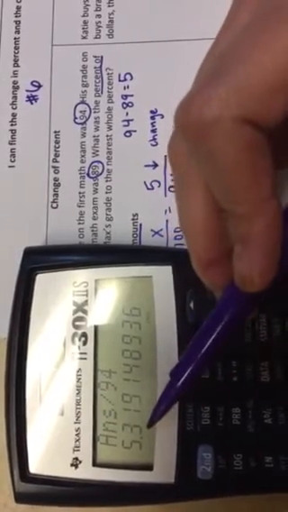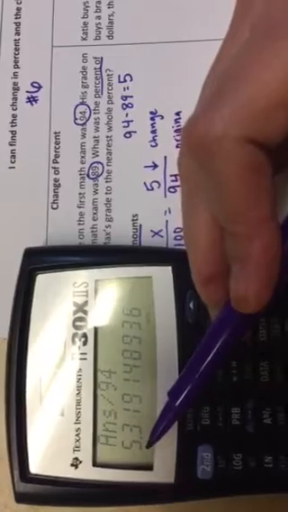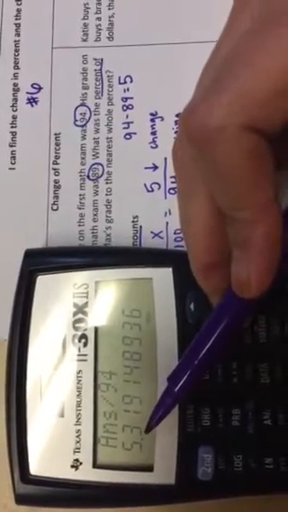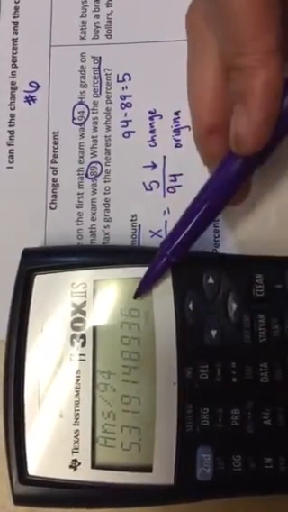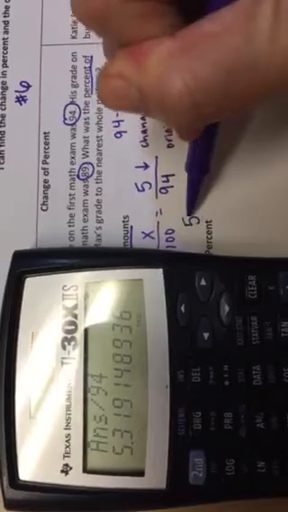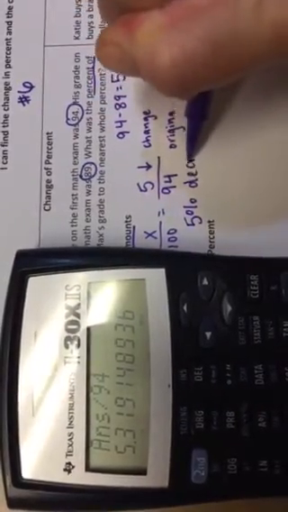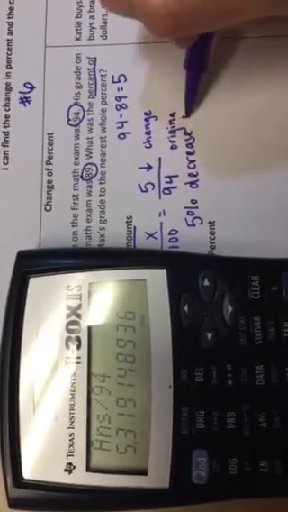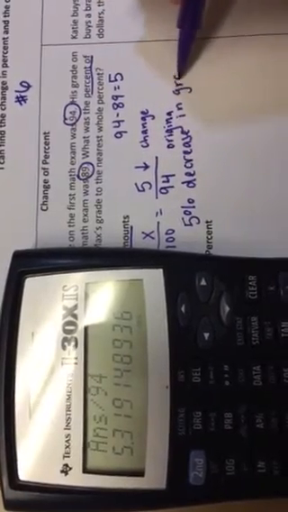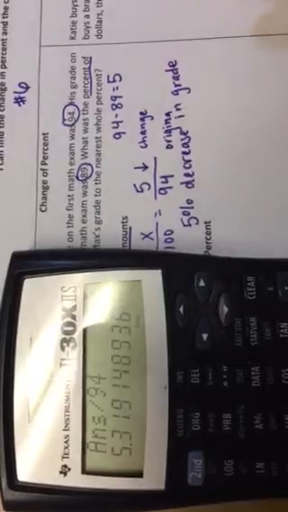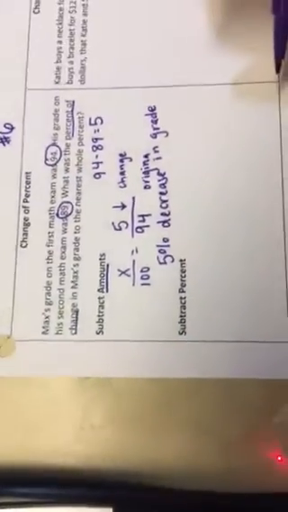They said the nearest whole percent, so I look at the digit to the right. If it's 5 or more, add 1 more to the place value. If it's 4 or below, I just ignore everything to the right. So I'm going to ignore it, and it's a 5% decrease in grade. So his grade went down by 5%.